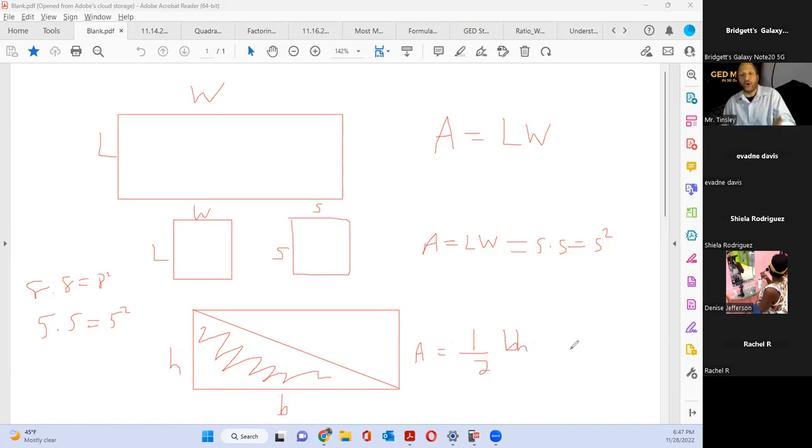Why? Because a triangle is half of a rectangle. So it all starts with a rectangle, length times width. A square is length times width, but the sides are equal. That's how they get S squared. And a triangle is half of a rectangle. That's where they get the formula 1/2 base times height. Everybody understand that?